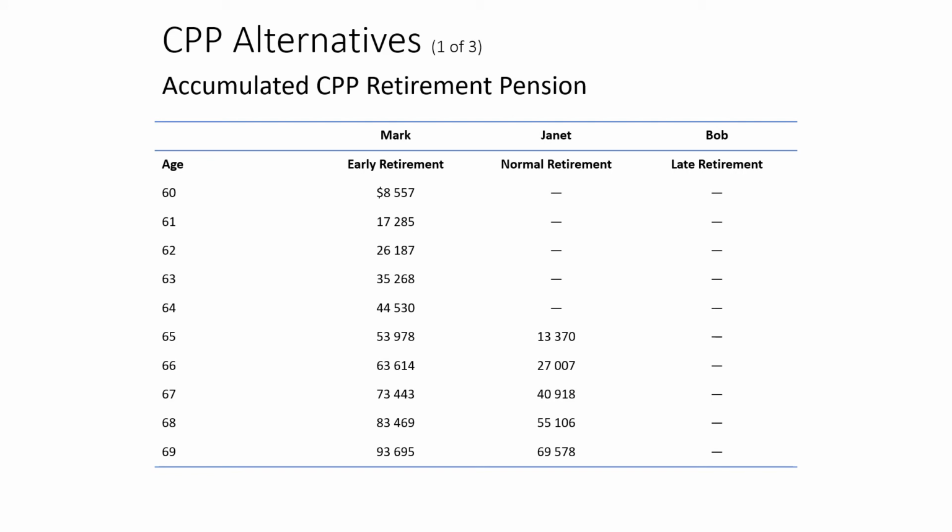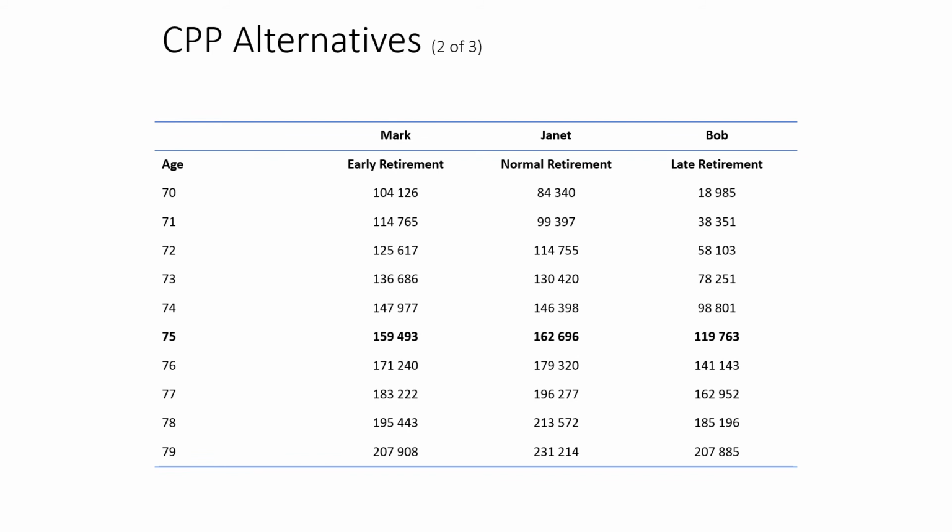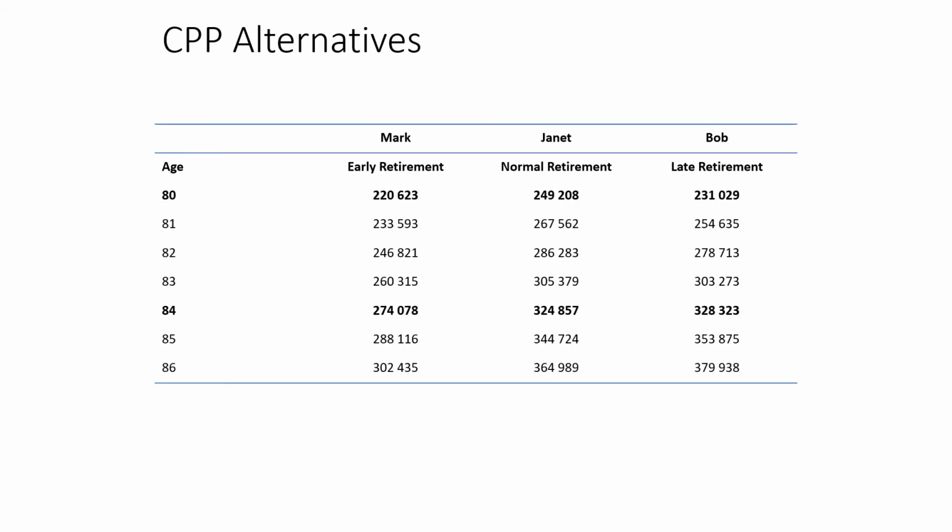This is a table about accumulative CPP retirement pension. For early retirement at 60, you start to withdraw money at 60, and so initially your amount of total benefit is high. Later, at age 75, the normal retirement total amount will exceed the early retirement. At 80, the late retirement amount will exceed the early retirement. At 84, the late retirement will exceed normal retirement.